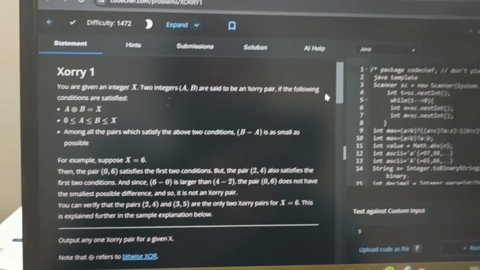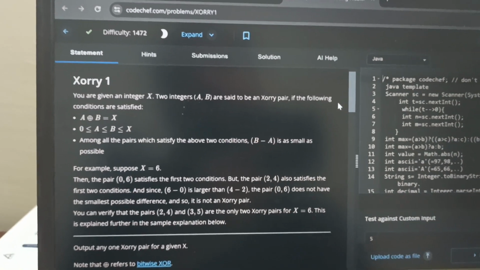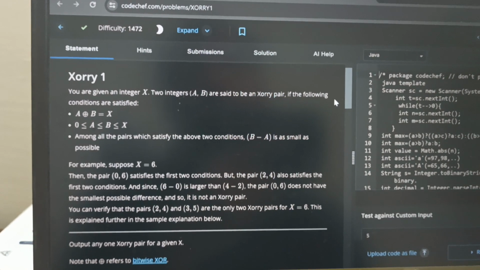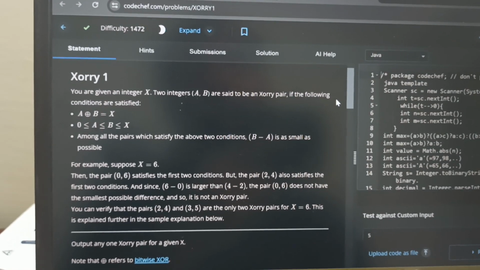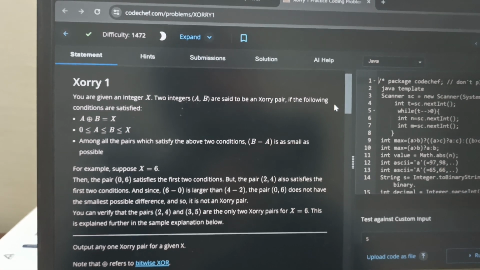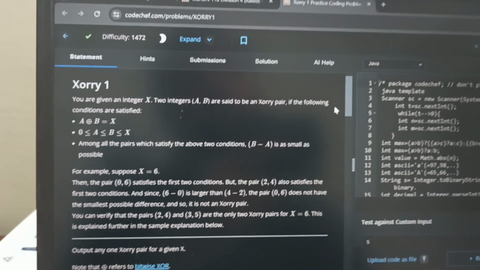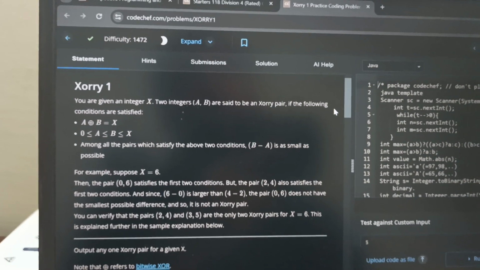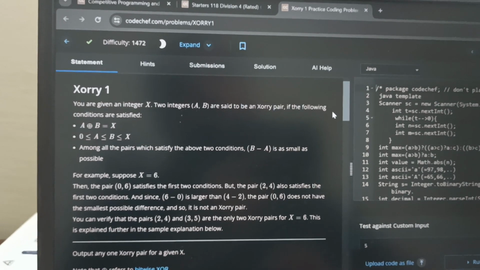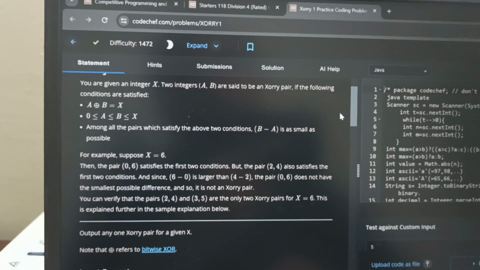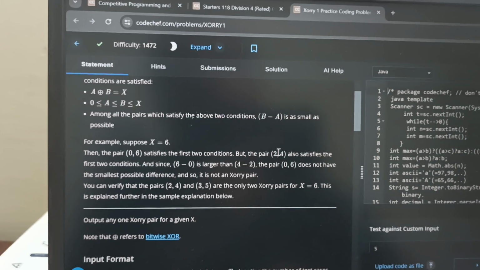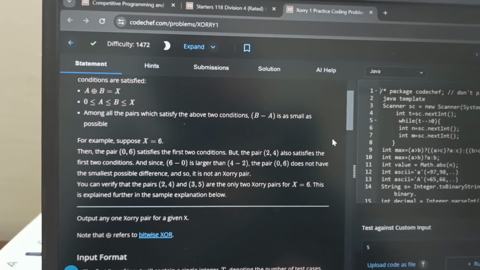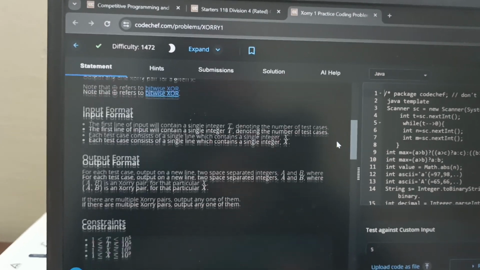For example, x equal to 6. 0 and 6 have OR equal to 6 and 6 minus 0 equal to 6. But in case of 2 and 4, 2 OR 4 equal to 6, but 4 minus 2 equal to 2, which is less than 6 minus 0, 6. So in case of x equal to 6, we have to print 2 and 4 as a and b in our answer.